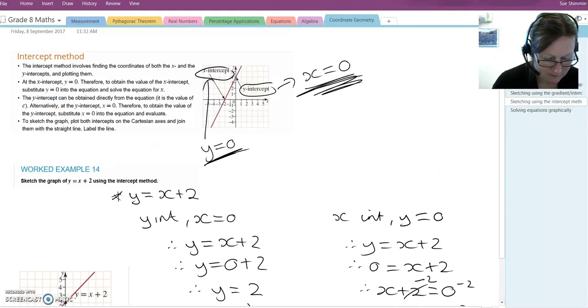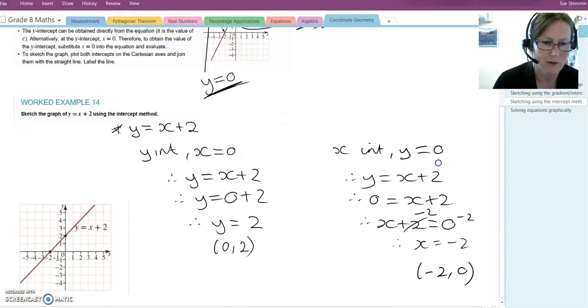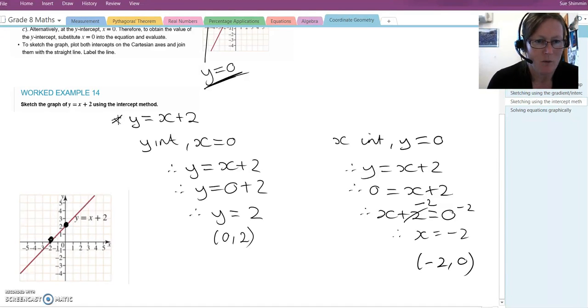So what we have done is we've obtained the value of the x-intercept, we've obtained the value of the y-intercept. So we plot these now. So (0, 2): x is 0, y is 2. We plot that point. (-2, 0). We plot that point. And then we join them with a straight line, and as always, we label that line.